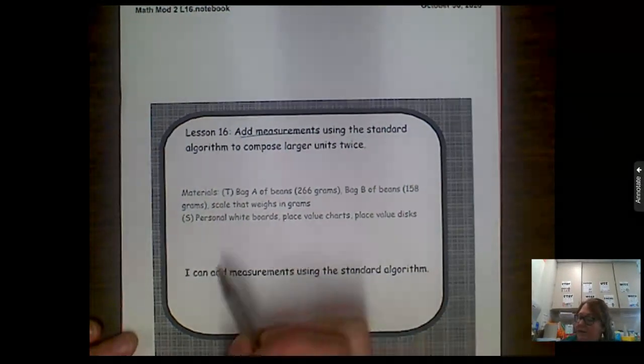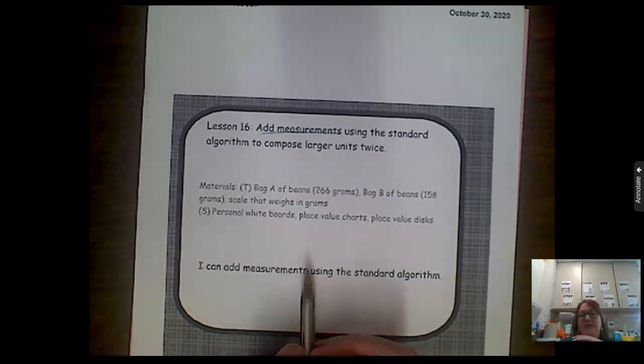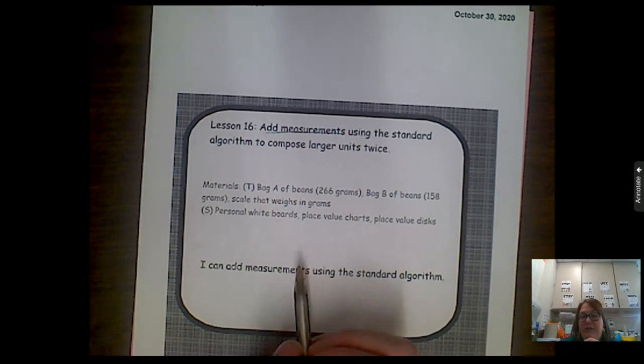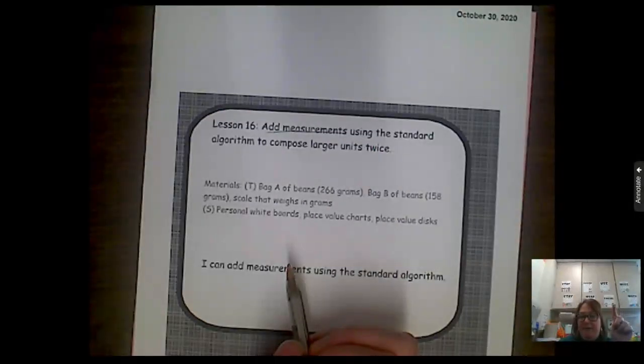Okay. Our I can statement: I can add measurements using the standard algorithm. So just like yesterday, we might have to carry twice, and be sure to add that digit at the top that we carried over into our tens or into our hundreds column. Okay. So here's my recommendation for you today. Let me just do one with you.